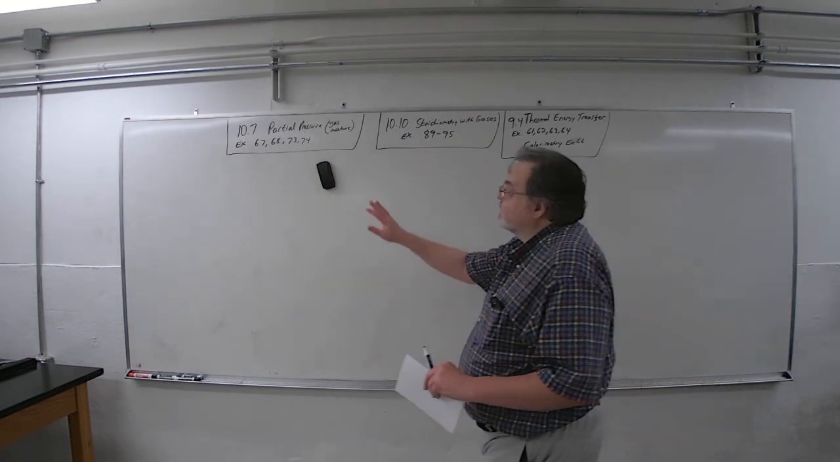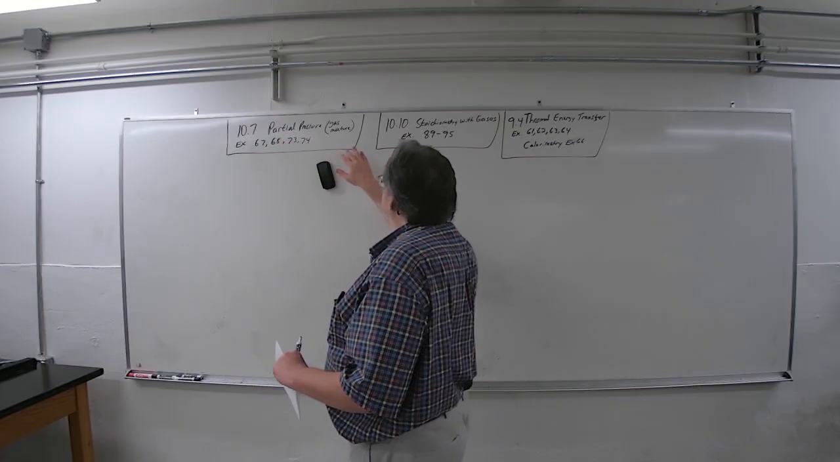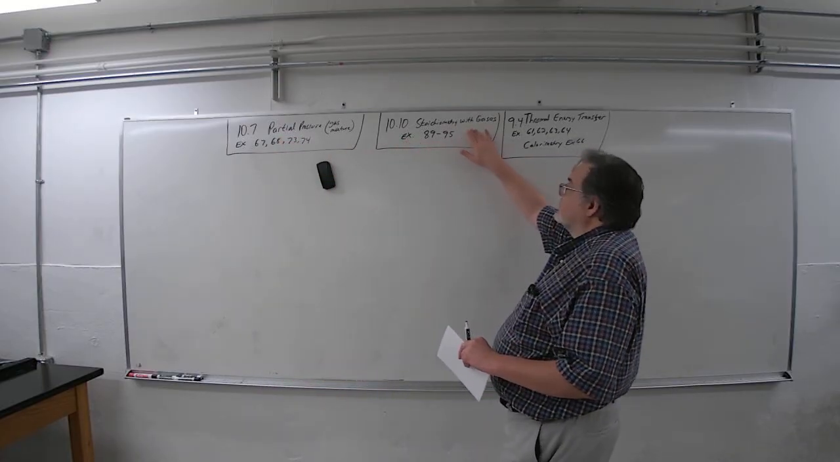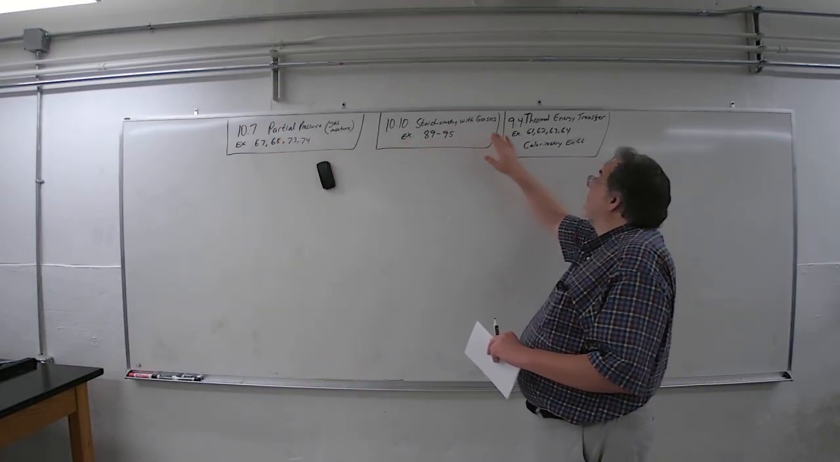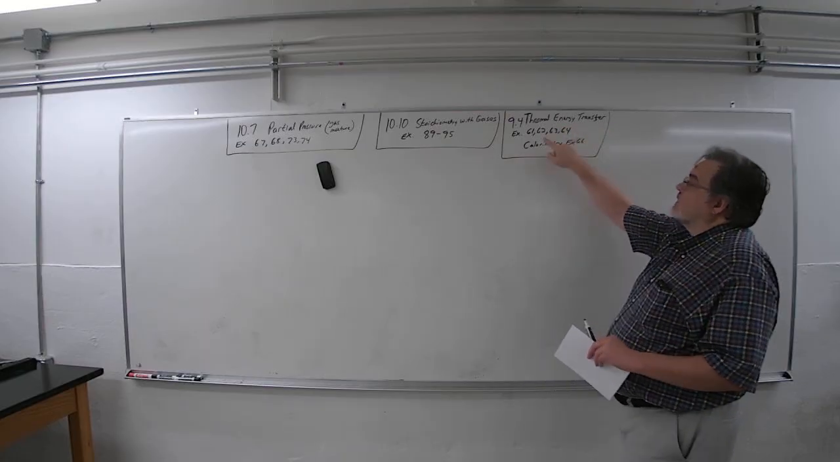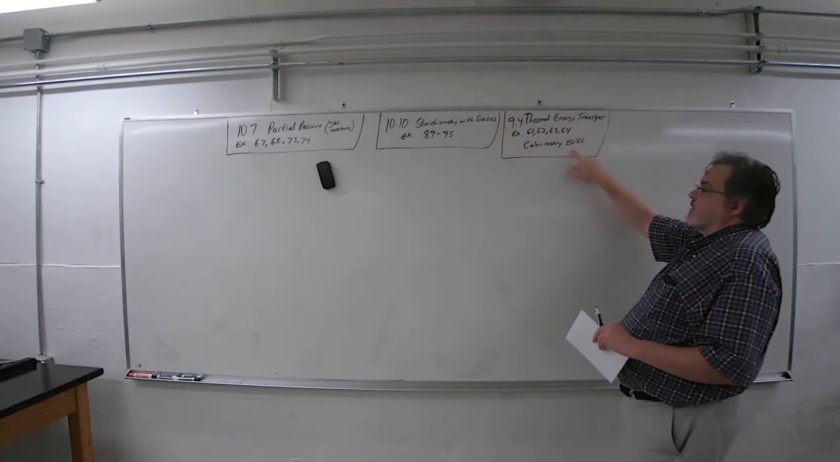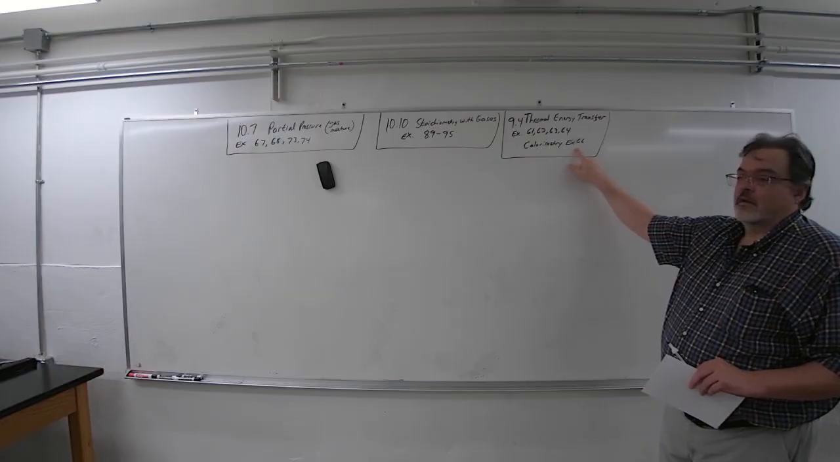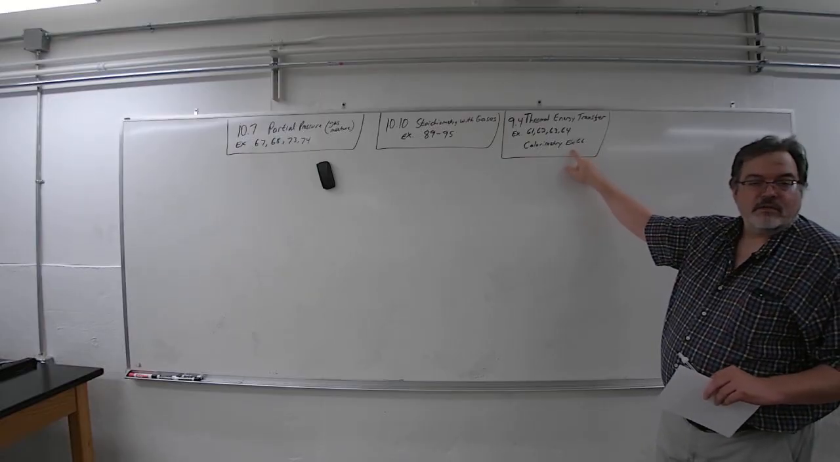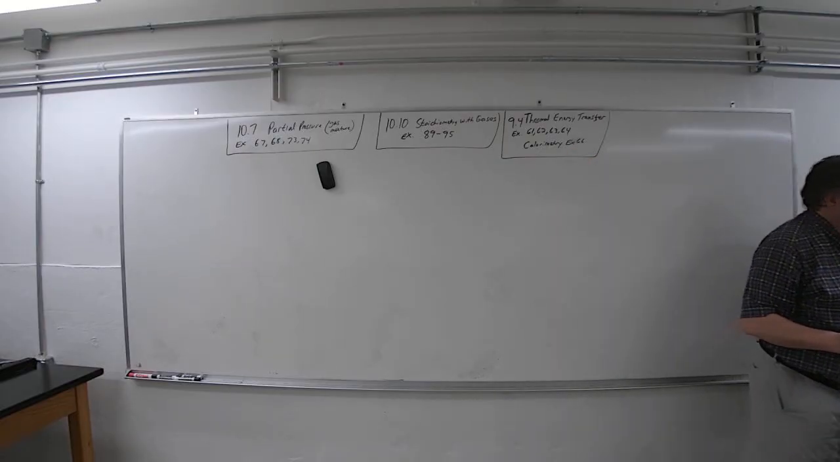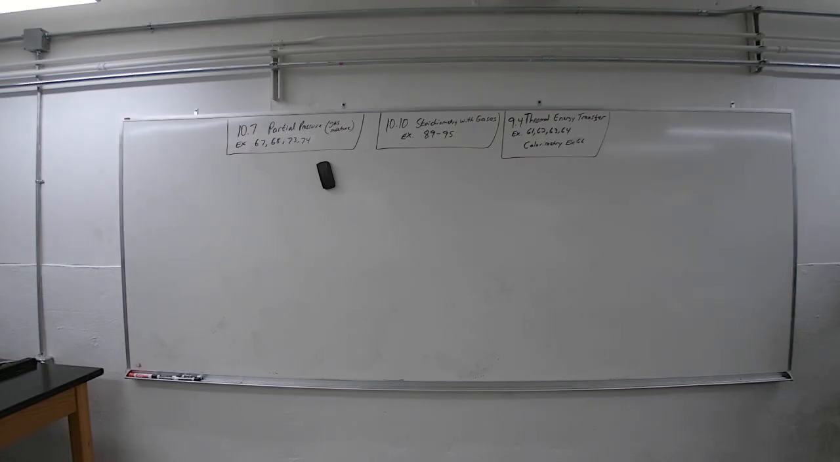So 10.7, the idea of partial pressure. 10.10 is a little stoichiometry with gases. And thermal energy transfer is these examples. And then calorimetry, which is the lab we just did. It should look familiar. It's number 66. So let's go over these. I believe that's the last of what's going on test 3.